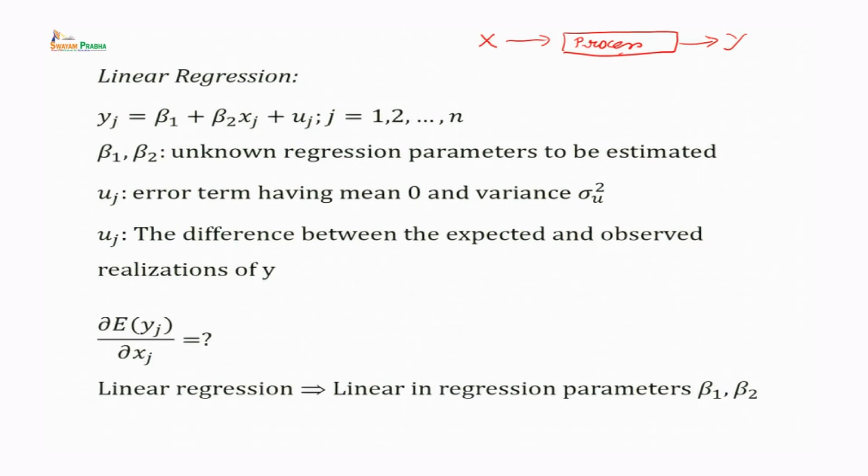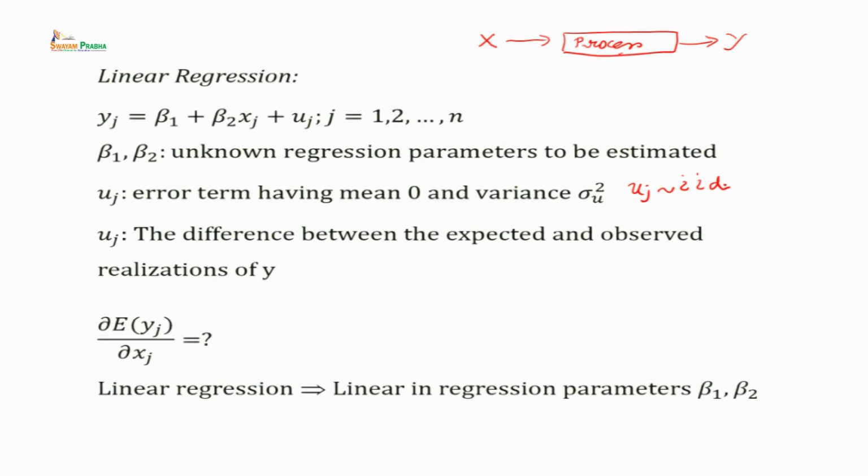In fact, we also assume that all these u j's are identically independently distributed, means all the u j's are from the same distribution having mean 0, variance sigma square u. For any j not equal to j dash, u j and u j dash are independently distributed. So, such a set of random variables is called identically independently distributed random variables. And in fact, the interpretation of u j is like this: the difference between the expected and observed realizations of y. If you take expectation of y j, it is equal to beta 1 plus beta 2 x j, and this is the observed value of y j. So, if you take y j minus expectation of y j, then it gives you u j.